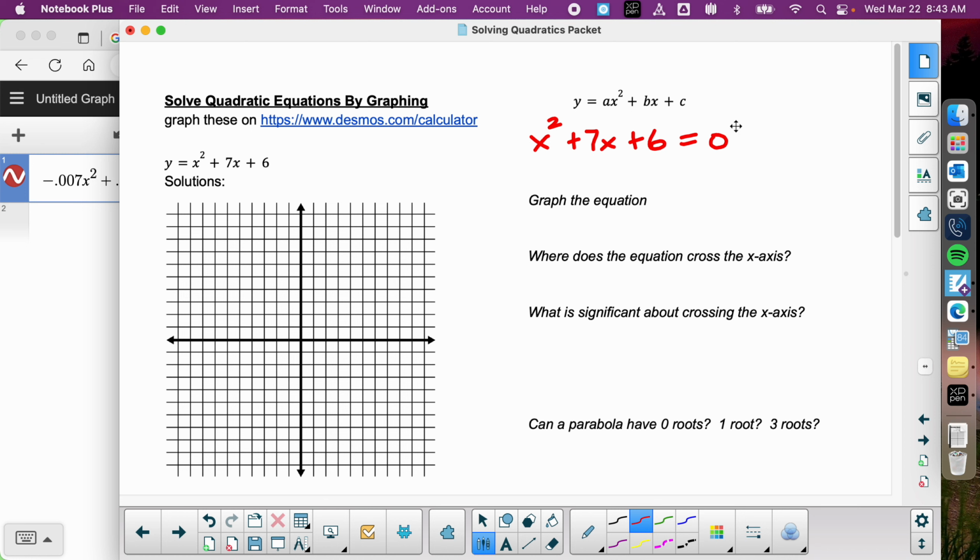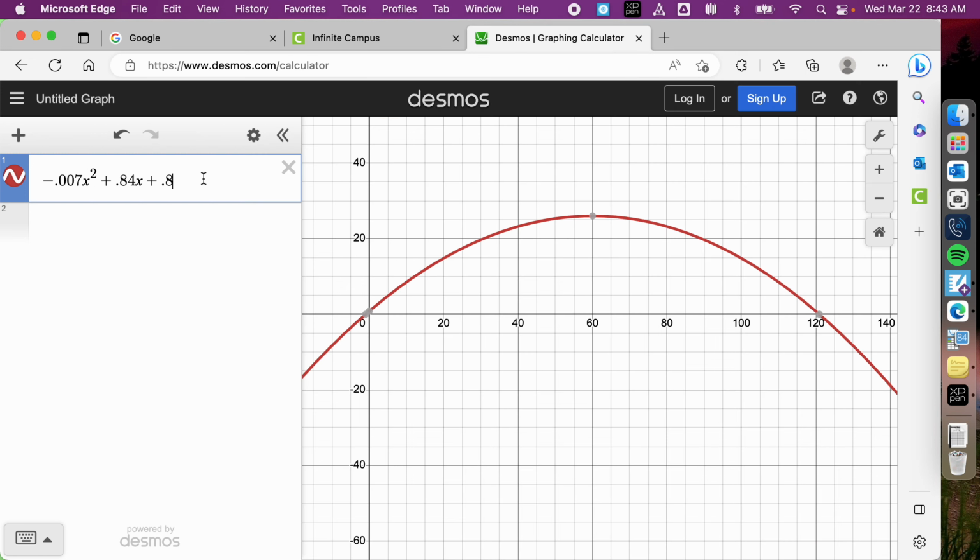One way you can solve it is by graphing this equation, which is what's written over here, and then finding the x-intercepts. So remember how I kept constantly writing next to x-intercepts? They were called roots or solutions, I think that was the other word. Solutions means it's the answers. So we're essentially only going to look where it crosses the x-axis, and that's the answers we're going to be looking for. So let's put this one in first. X squared plus 7x plus 6.